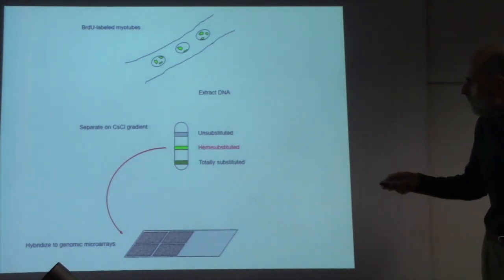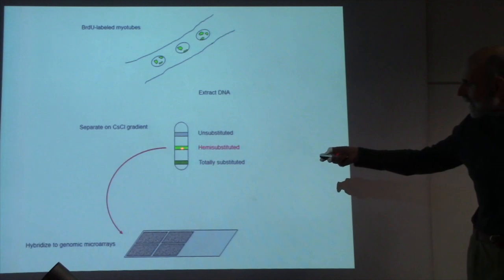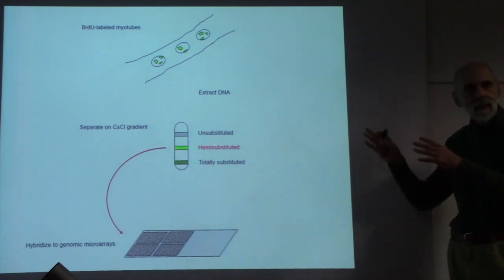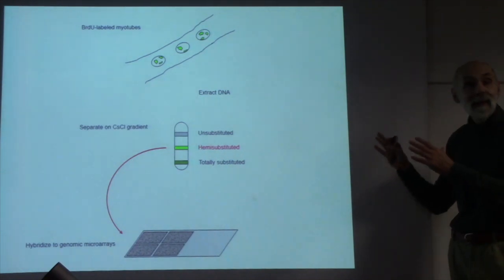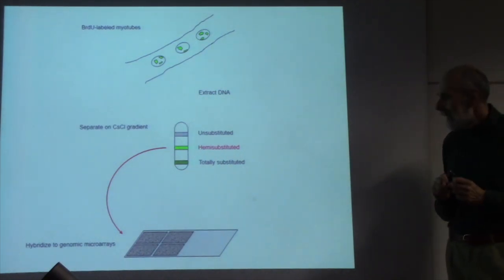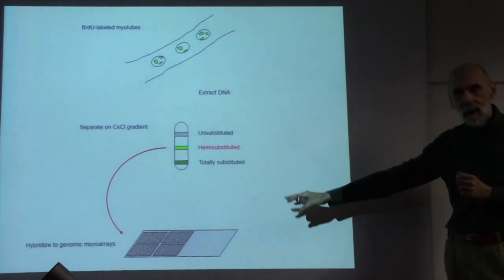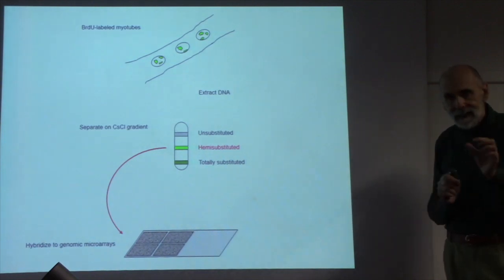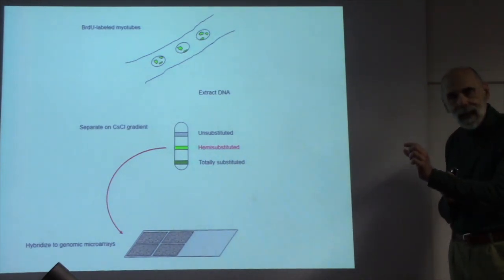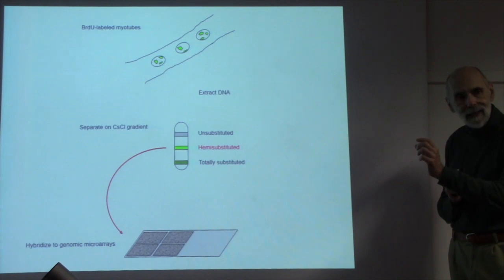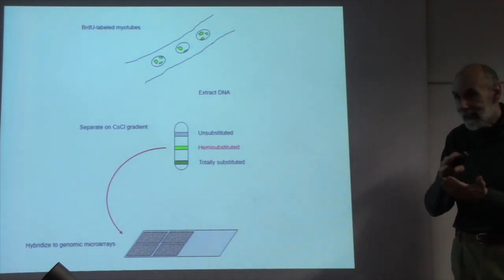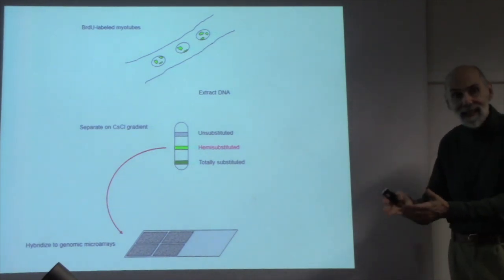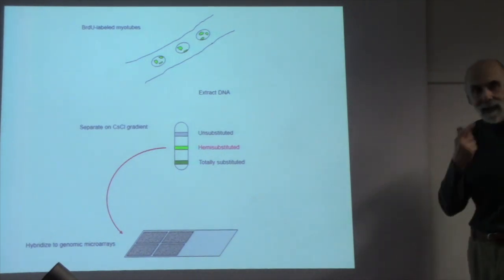So the authors take BUDR substituted DNA, which in these conditions is the only DNA that has been synthesized. And they hybridize it with genomic chips. So each point in these chips represents a different region in the genome, and what they're looking for is not where DNA hybridizes, but where it's not replicated. They're looking for spots in which it does not hybridize. There's no DNA there because there has been no replication.